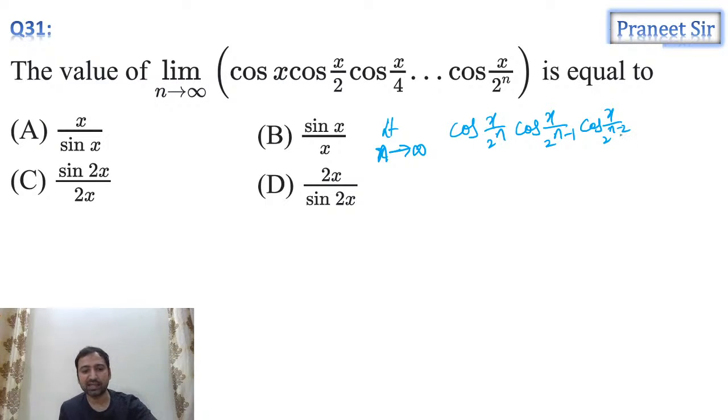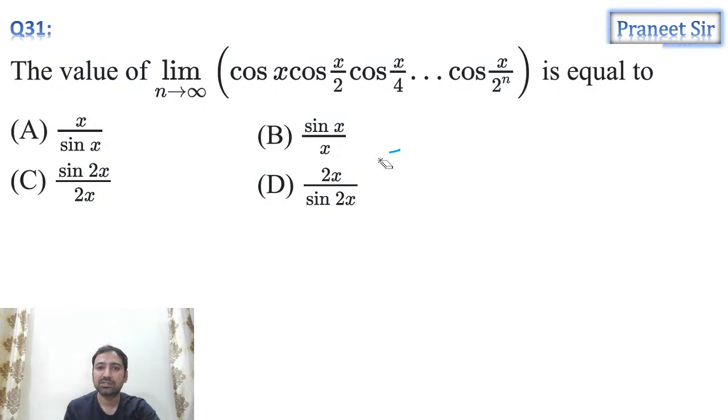Okay, otherwise I'll do one thing, guys. Can I take 2 power n equal to some substitution? Let's take some substitution here to make it easy. I will take 2 power n equal to t. Can I take it like this? If n is tending to infinity, t is also tending to infinity, right?